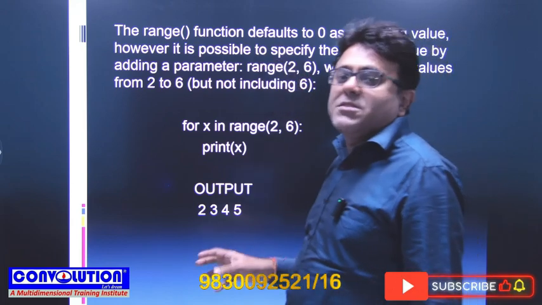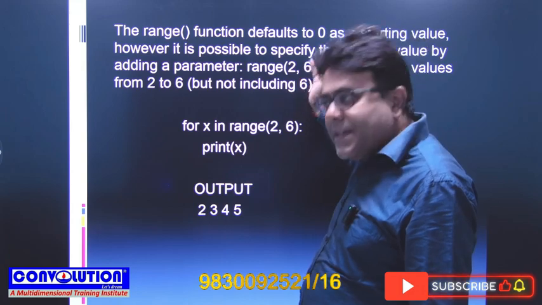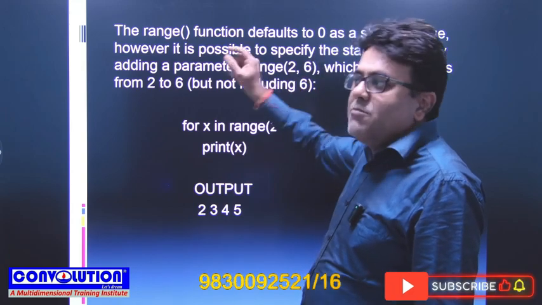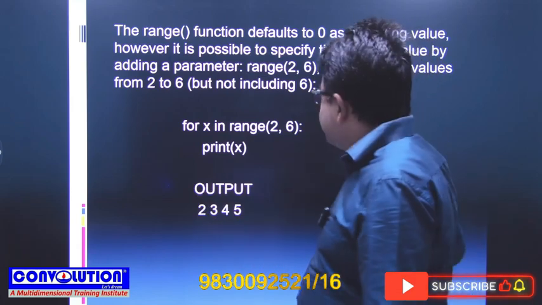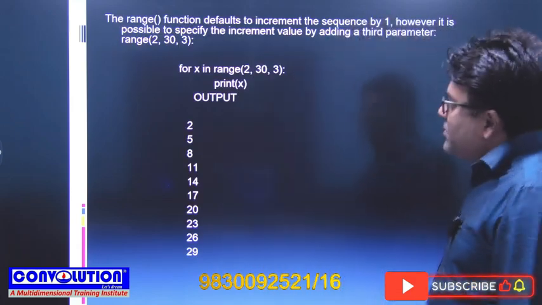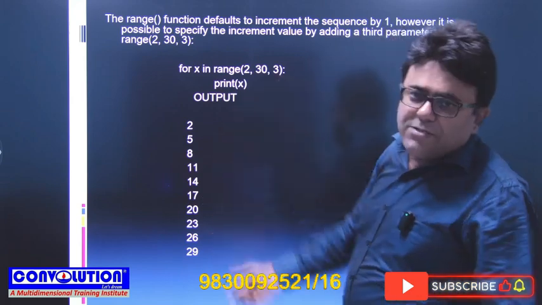So the very easy process is: take the maximum number, the second parameter, whatever number we are getting, minus 1. Up to that number, the process will continue. I hope it is clear to you. Next, we are going to learn another use of this range function.